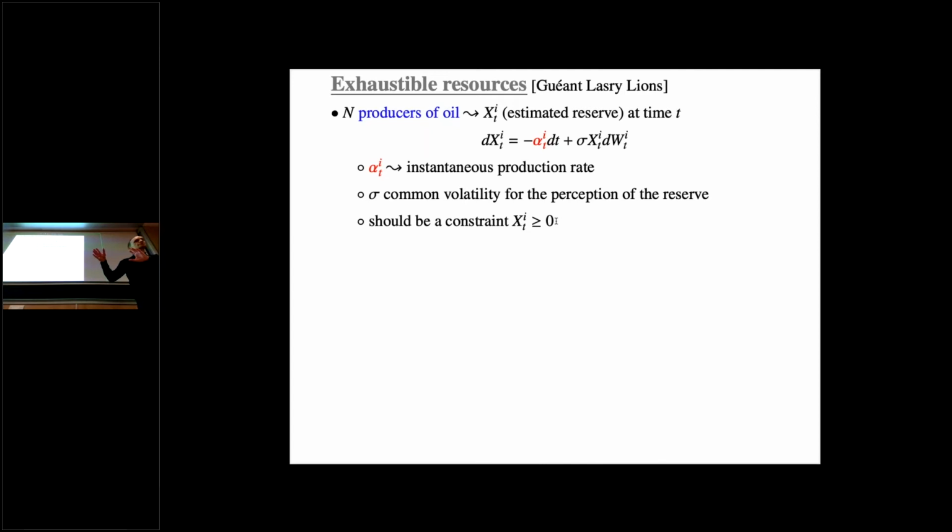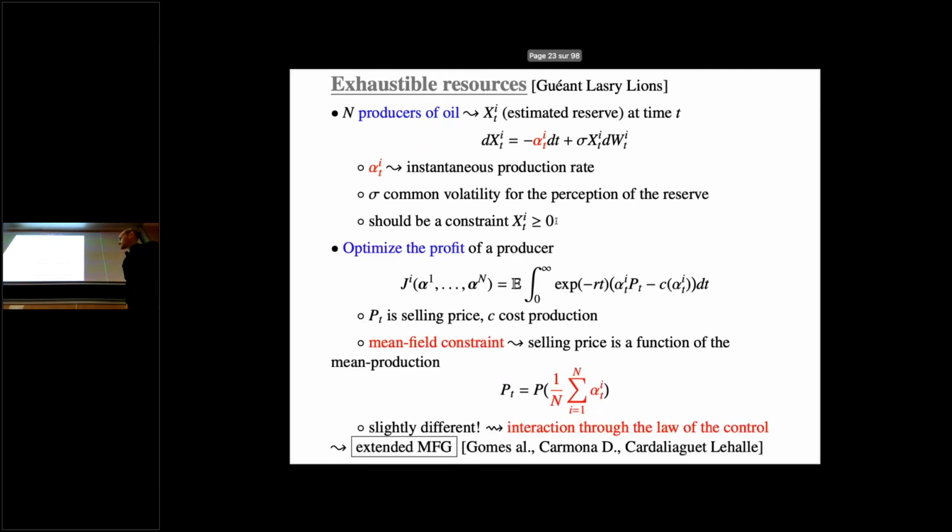I'm not going to discuss this, but in fact, in what I'm going to say next, we don't really see X appearing, but X appears in the sense that it should remain positive. So there should be a constraint in my model. And now you say, I'm going to maximize. Okay, here I'm sorry, I'm not minimizing, I'm maximizing. So I'm going to maximize the profit.